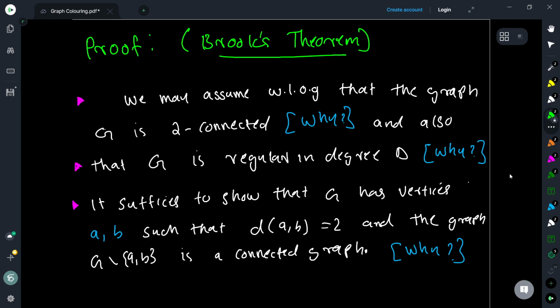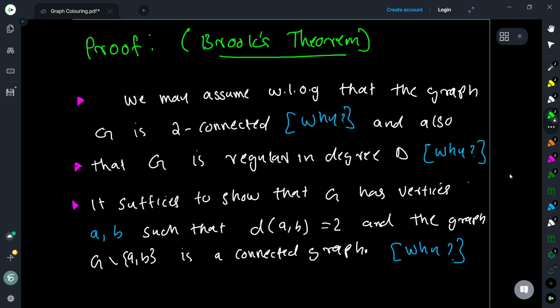So this is the following. First, we observe that we can always assume without loss of generality that the graph we are going to look at is a 2-connected graph, so that there is no cut vertex.